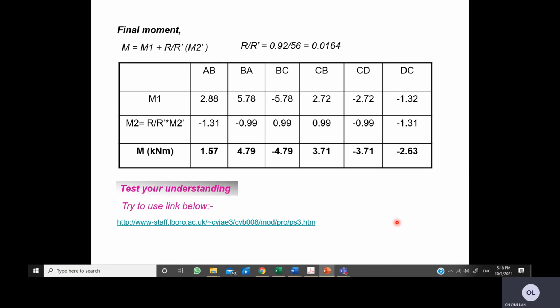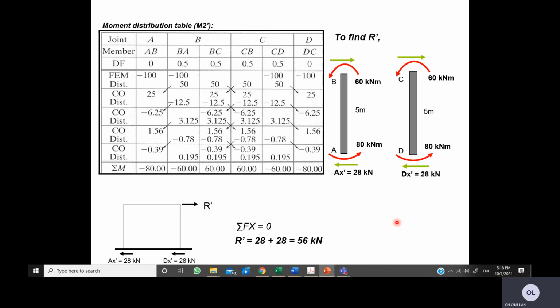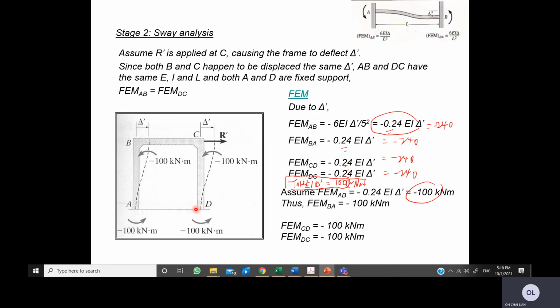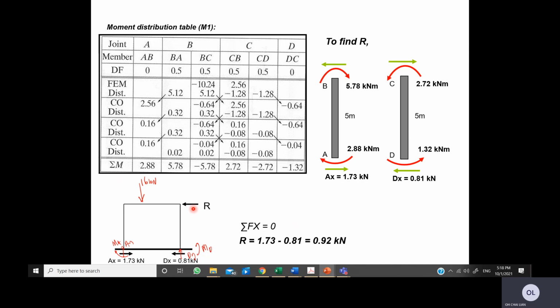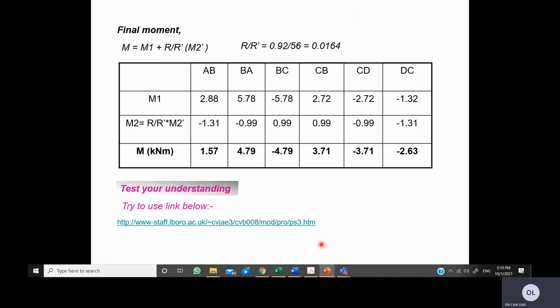Another thing to highlight here is the R. If you look at the R here, 56 kilonewton, it is acting to the right, and the R prime must act oppositely. So if you look at the R acting at the left with a positive value, you must make sure this happens. R and R prime must have opposite values, meaning one is going to the left and the other going to the right.